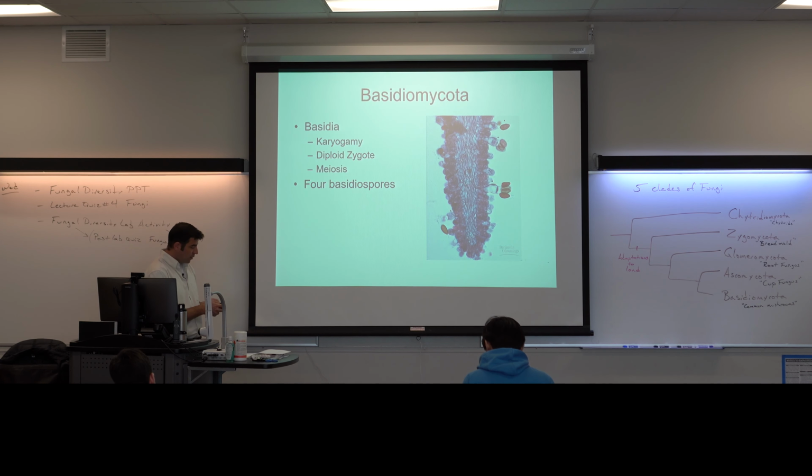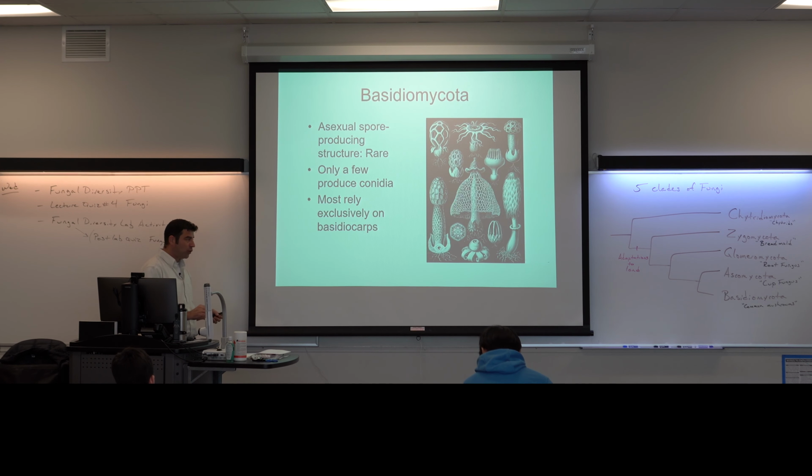So, the sexual spore-producing structure, the Basidia, is where the group gets its name. There are asexual spore-producing structures on these Basidiocarps. They are also called conidia. They are rare, and they're extremely varied. So we don't look at specific examples of conidia in the Basidiomycota. They're named after the Basidiocarps because that's the sexual spore-producing structure.